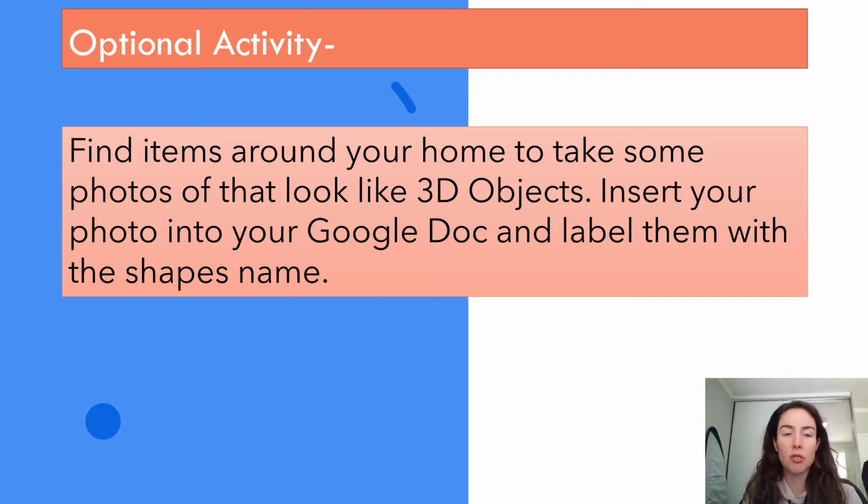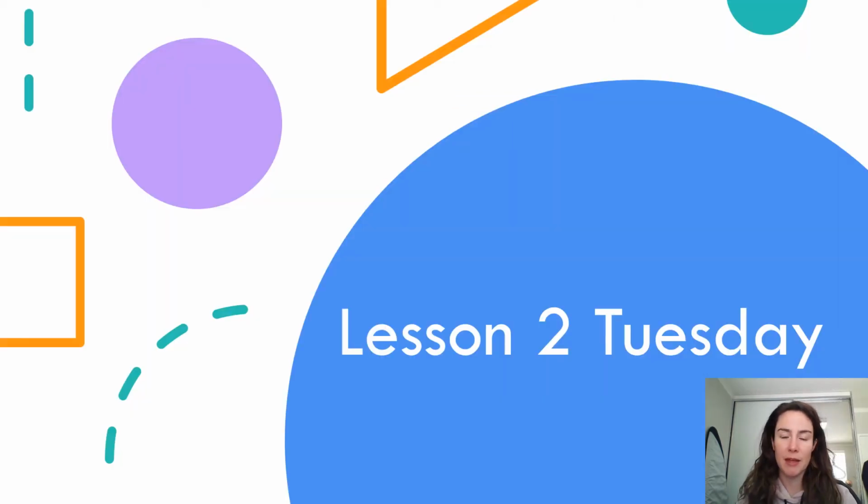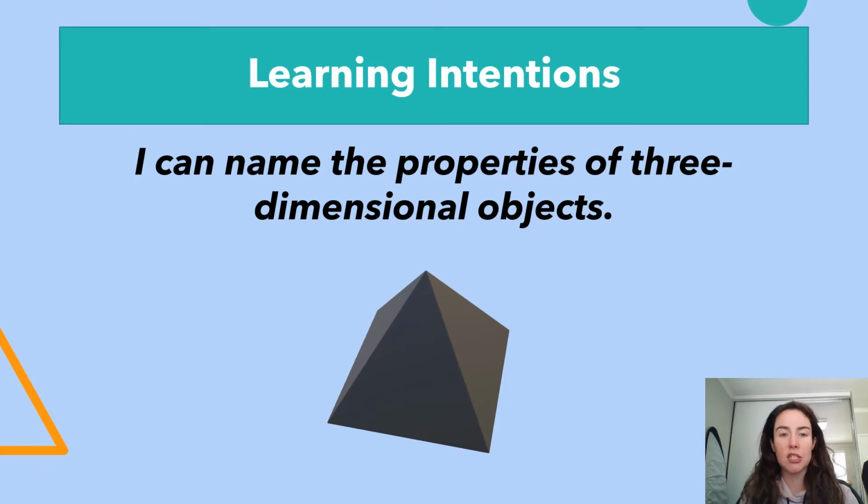All right, now our optional activity for today is to find some items around your home to take some photos of that look like 3D objects. Insert your photo into your Google Doc and label them with the shape's name. So I don't want to see the name, let's say, for example, dice. I want you to write the word cube for the shape that this everyday object looks like. This is Tuesday's lesson.